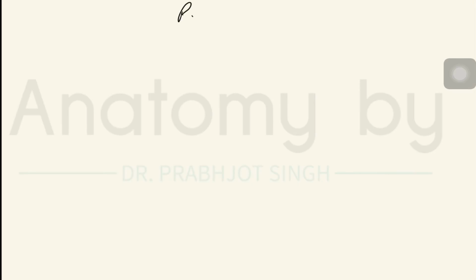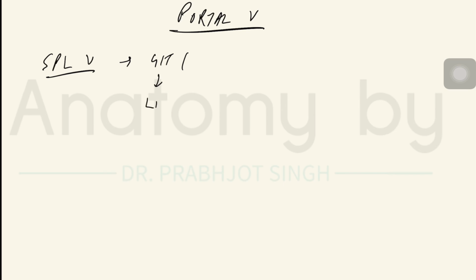Let us study the portal vein. The portal vein is a special vein that starts from the GIT and it terminates in the liver. It starts in the form of capillaries and it terminates as an artery.